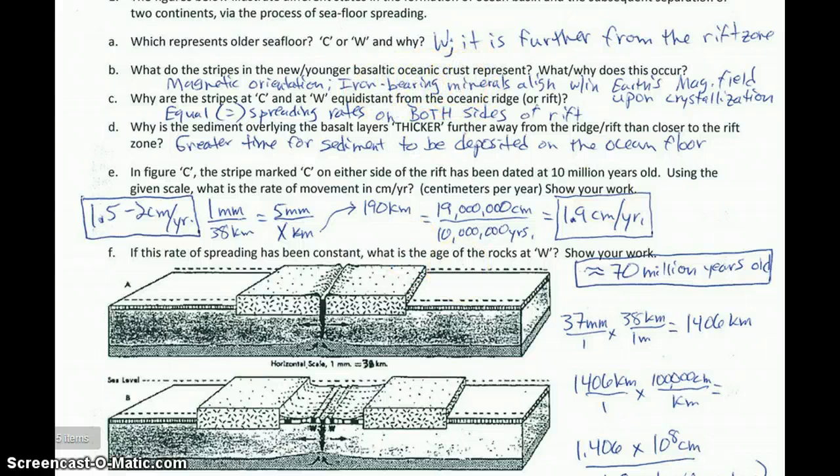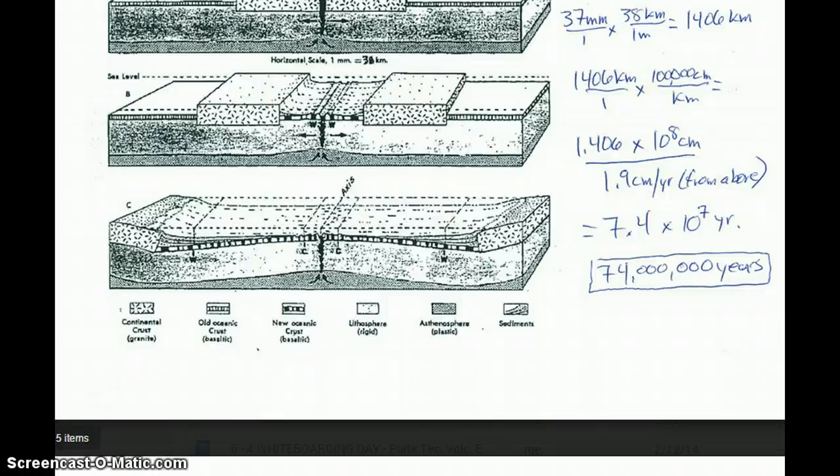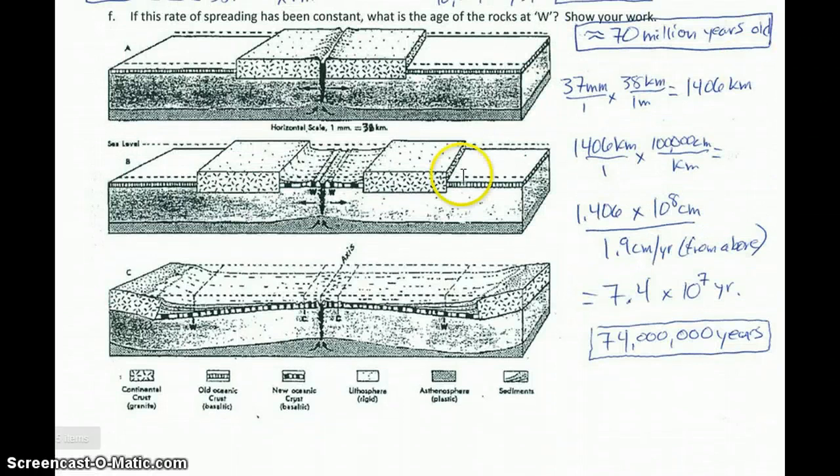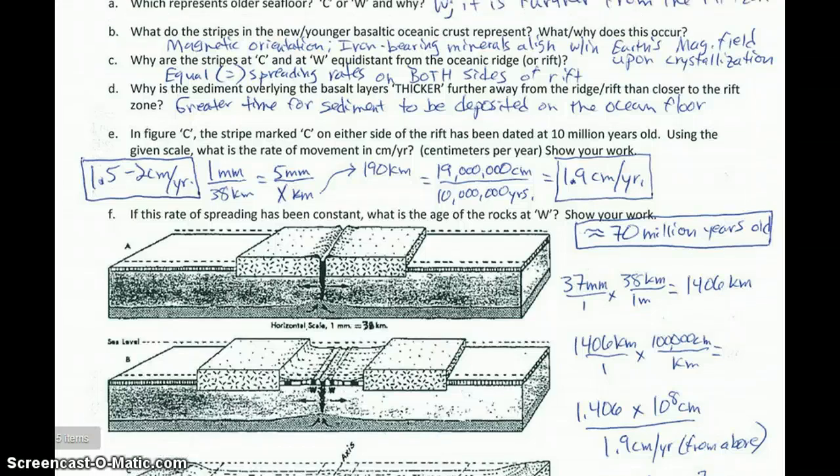So they tell us the Earth's magnetic field at the point at which these particular rocks solidified or crystallized as they went from a liquid to a solid. So when I get these alternating layers here, these stripes represent the relative magnetic field at the time in which they solidified.